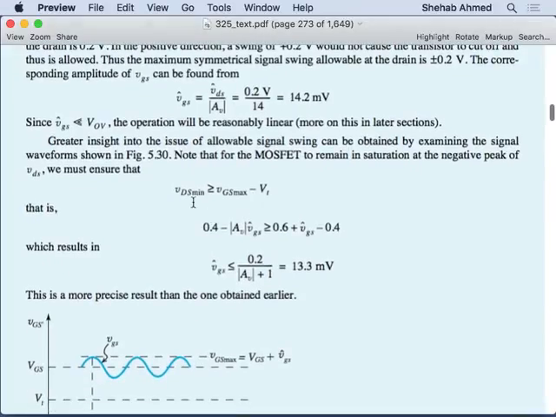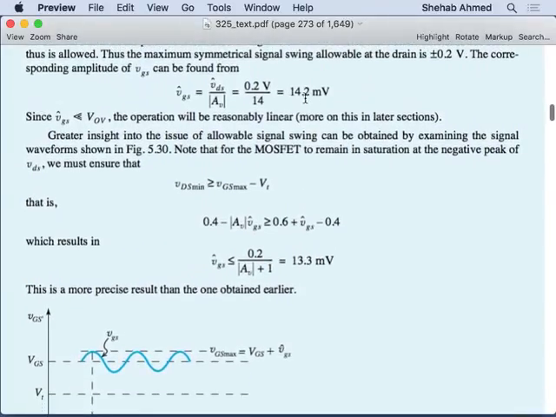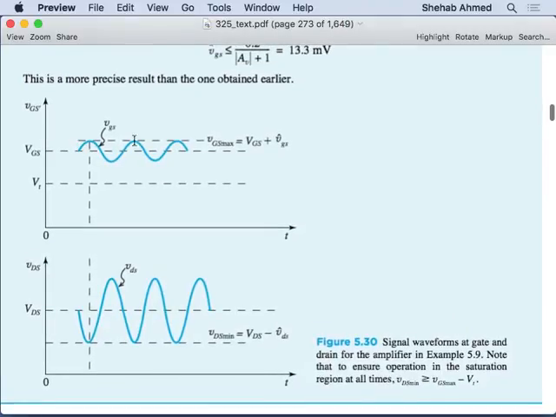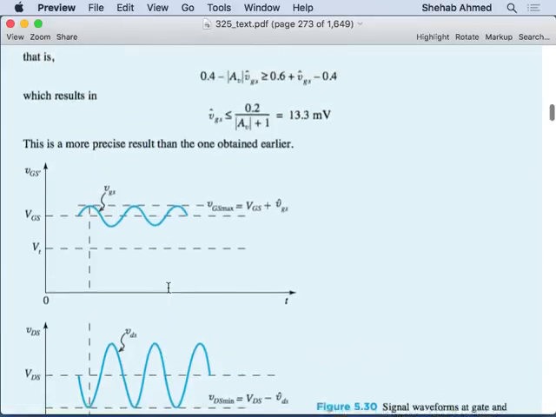So after we did this, we can now draw a certain input and a certain output. For a certain input signal, that is defined by what? Plus minus 14.2 millivolts, right? This is VGS max plus minus 14.2 millivolts. This is my output signal. Note that it is 180 degrees out of phase because of the negative sign on the gain, right?